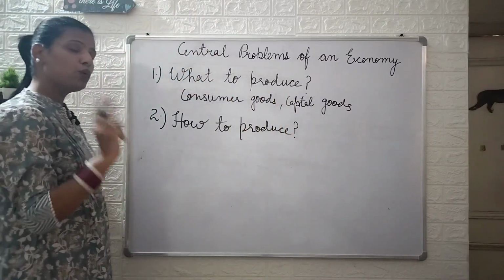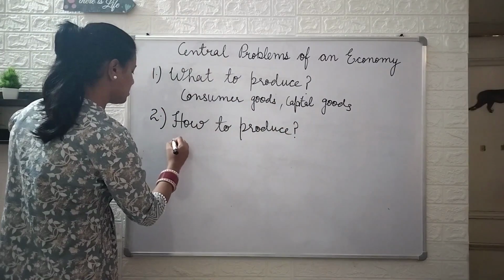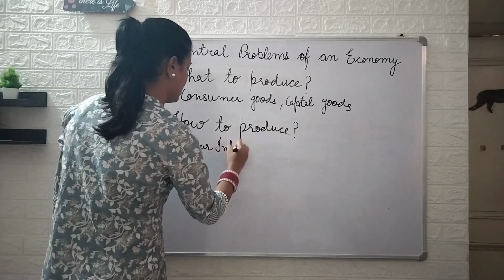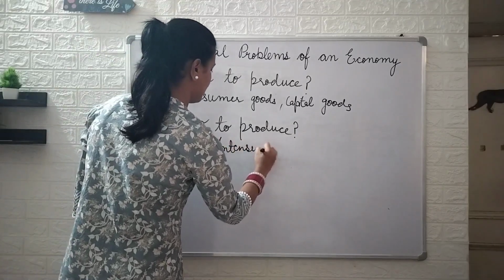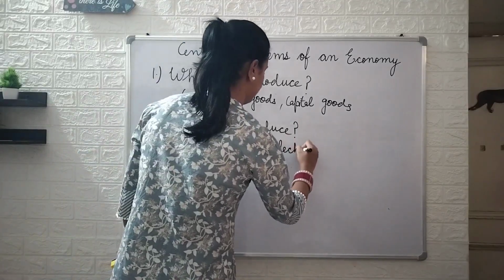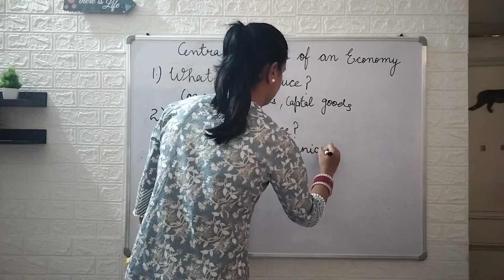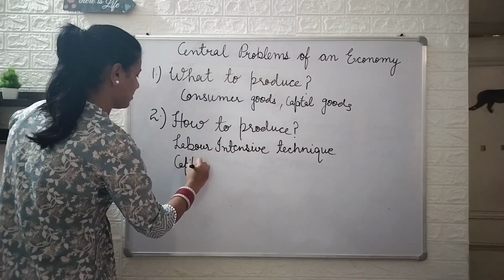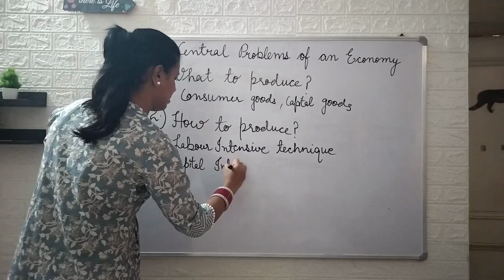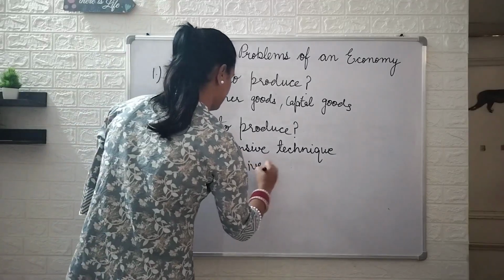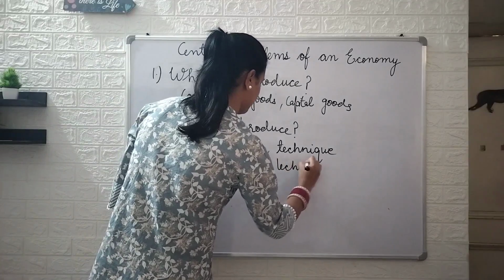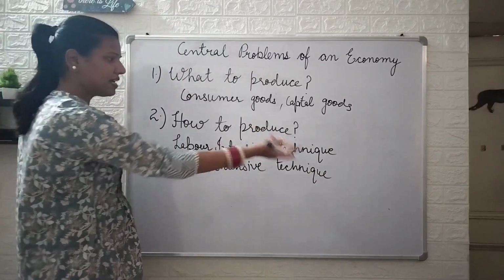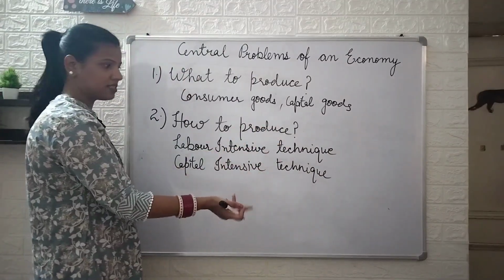The second central problem is how to produce. We have two techniques of production. The first is labor intensive technique. The second is capital intensive technique. Now I will tell you what is labor intensive technique and what is capital intensive technique.